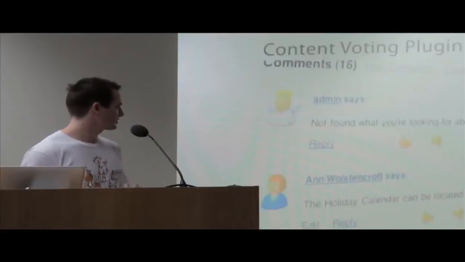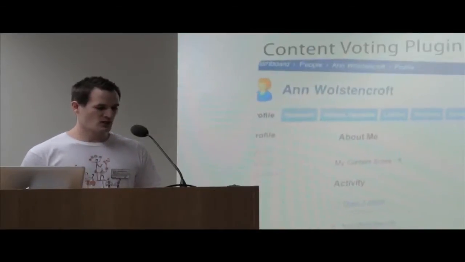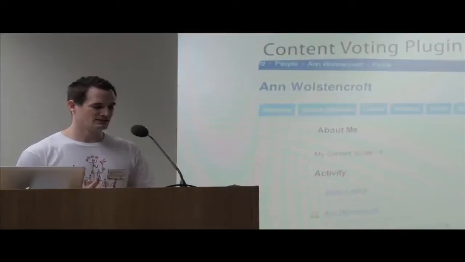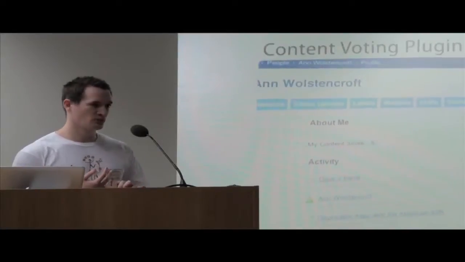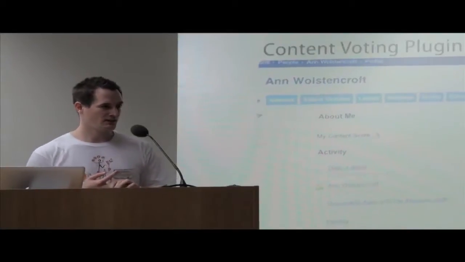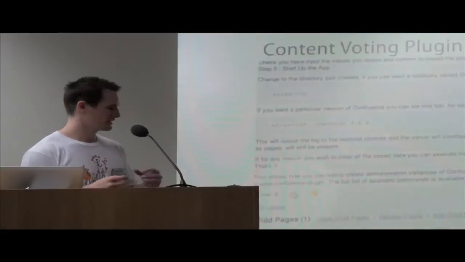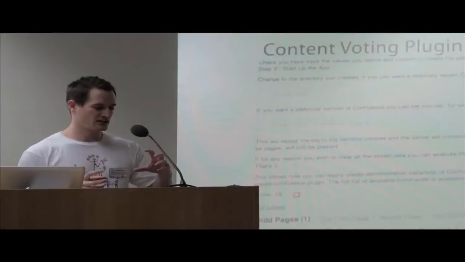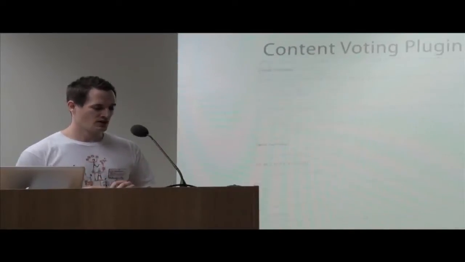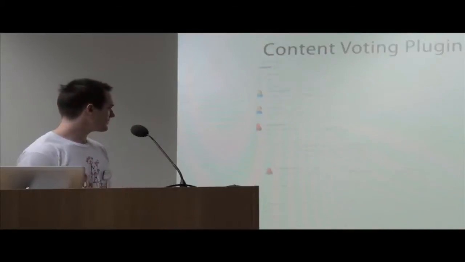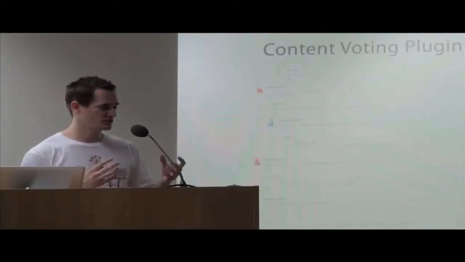Okay, so the content voting plugin allows you to vote on the content in your wiki. Pages, blog posts, and comments can all be voted on, and you can then display an aggregated voting score for that content. We set it up in a really flexible way, so you can do lots of useful things with it.